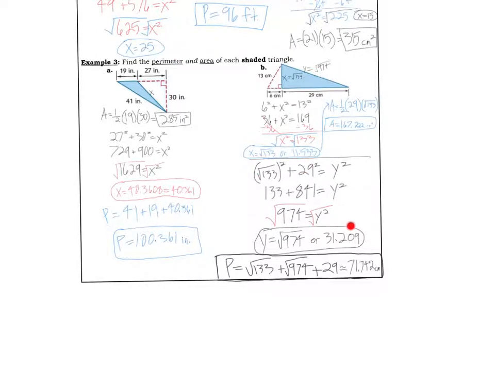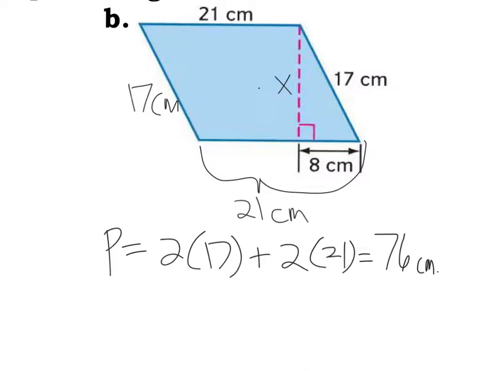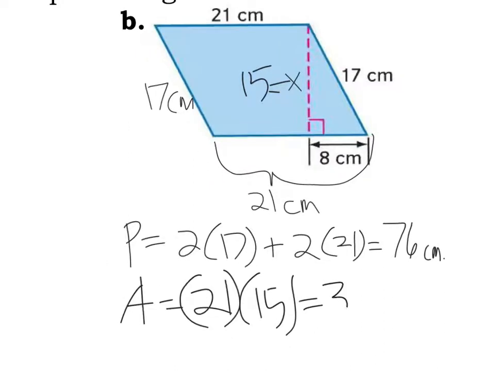I subtract 64 from the other side. 289 minus 64 is 225, and then you end by taking the square root of both sides, giving you a height of 15. So with x being 15, for your area you take the base, which is 21, not 17. So you do 21 times 15, which is 315 square centimeters, or centimeters squared.